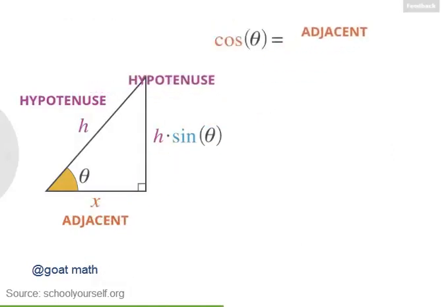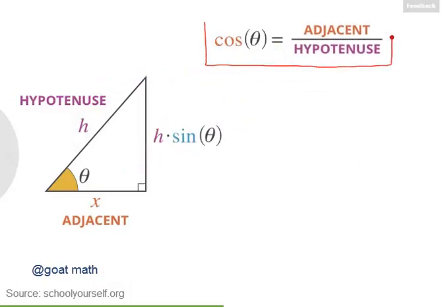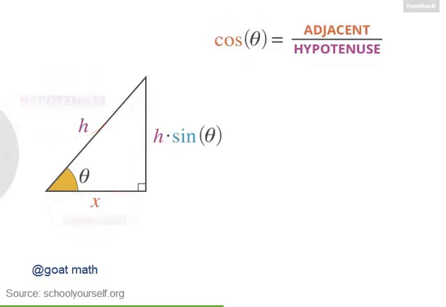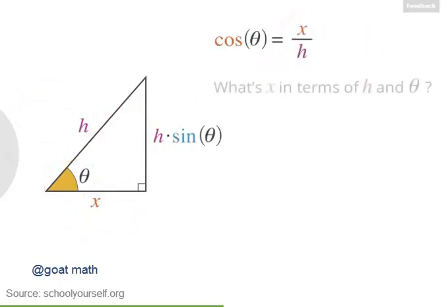Now the cosine of an angle equals the length of the adjacent divided by the length of the hypotenuse. Now in this triangle, we said that the adjacent has length x and the hypotenuse has length h. So the cosine of this angle theta equals x over h. We were trying to find x, the length of this side down here, in terms of h and theta. Use this equation to solve for x.